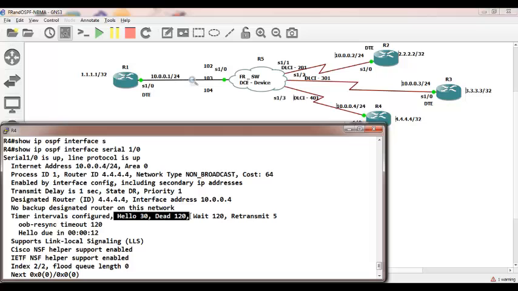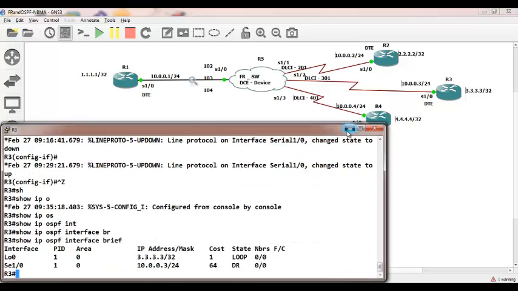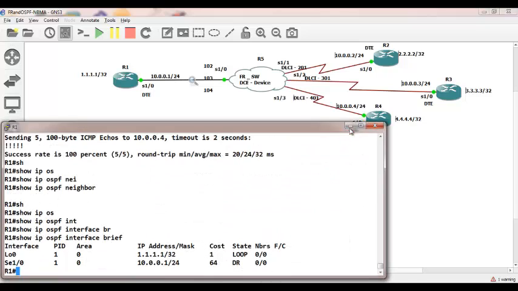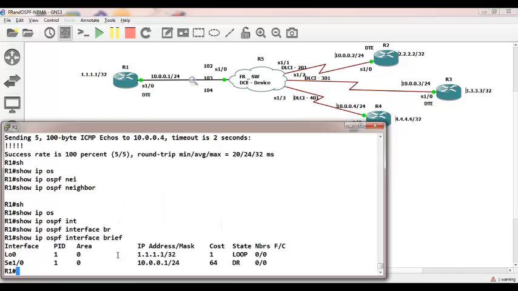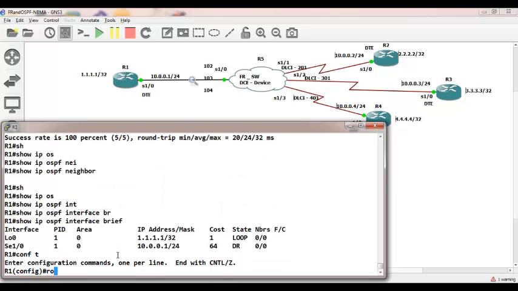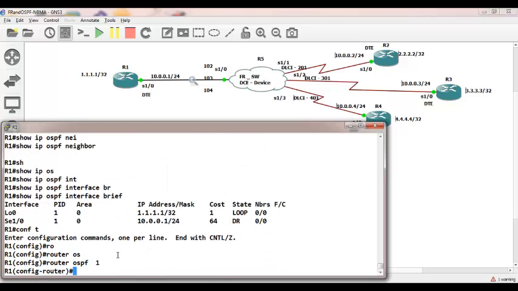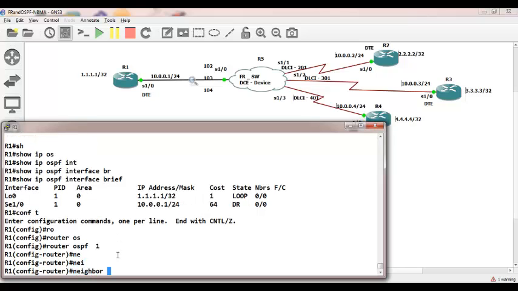We learned it. Now we are going to do what? Configure the neighbors manually. I'm going to router 1. Router OSPF 1 neighbor. Should give the IP address, not the router ID of R2. Only the IP address is reachable, no? So give, what is the IP address of router 2? 10.0.0.2.